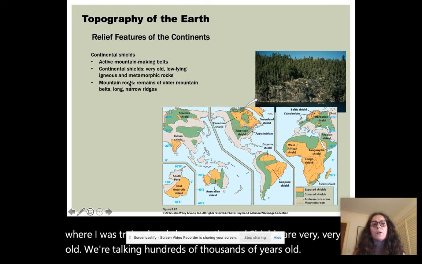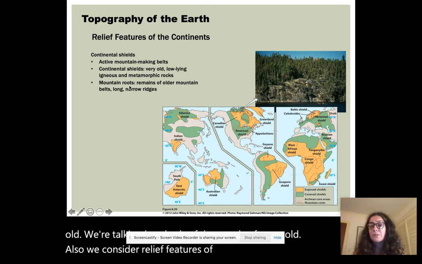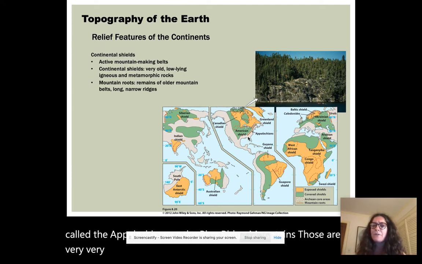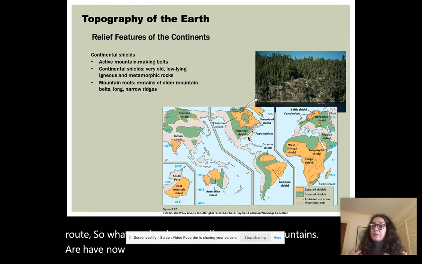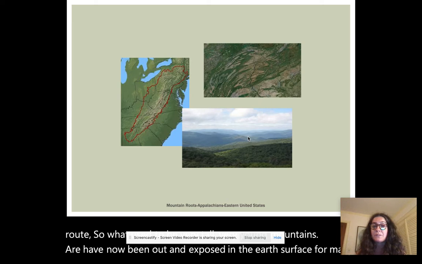Also, we consider relief features of the continents to be the roots of old mountains. So, a great example of the roots of old mountains are the mountains in the eastern United States, and those are called the Appalachians or the Blue Ridge Mountains. Those are very, very old mountains, and they're now considered a mountain root. So, what used to be very tall, very young mountains have now been exposed on the Earth's surface for many hundreds of thousands of years.